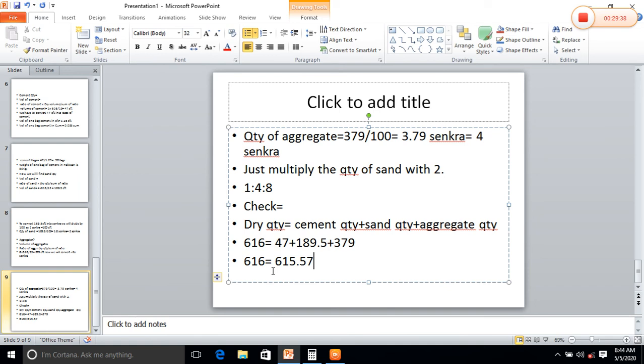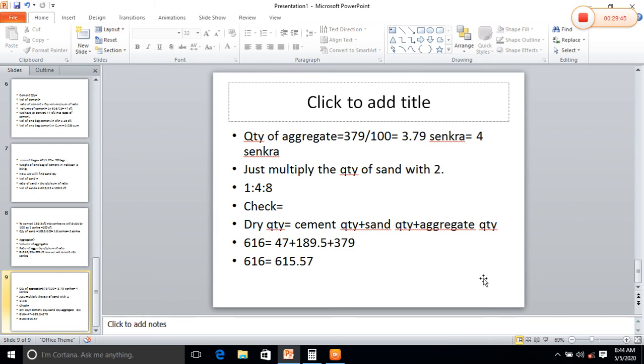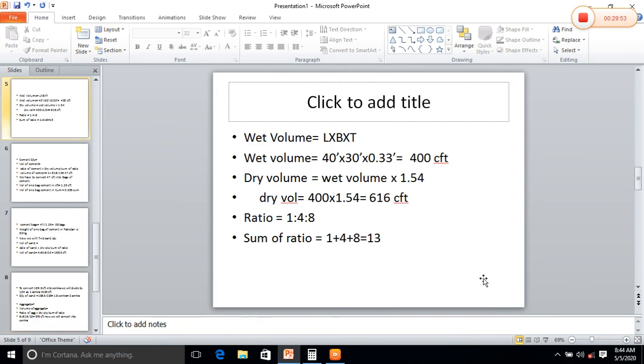Okay, so this was our third lecture about the quantity of PCC in foundation. Okay, I hope you all will understand. In the next lecture, we will do the calculation of the complete 1.54 factor, and then we will find RCC. Okay, so if you have any question, you can ask within 2 hours. So take care. Bye bye.